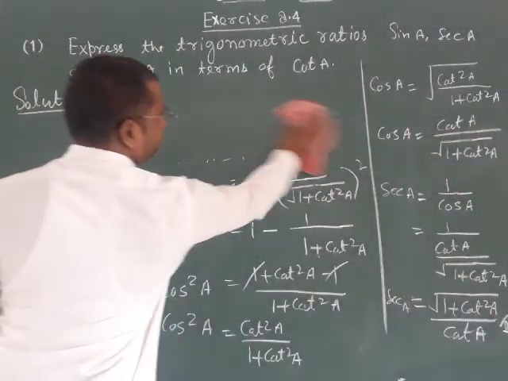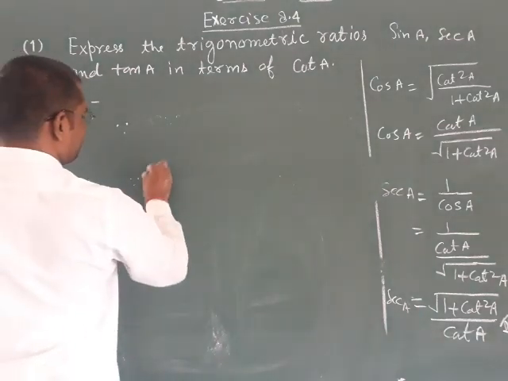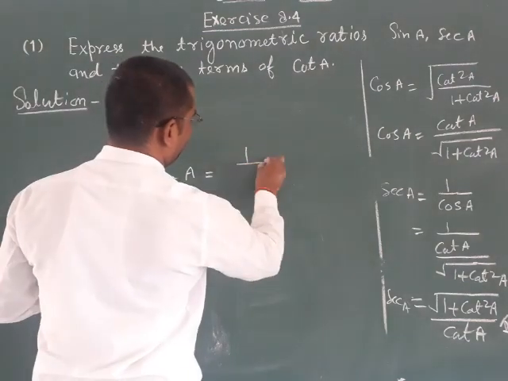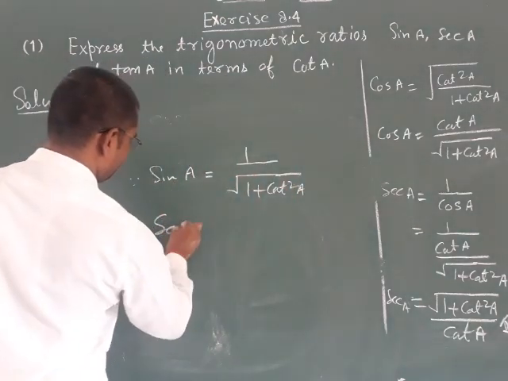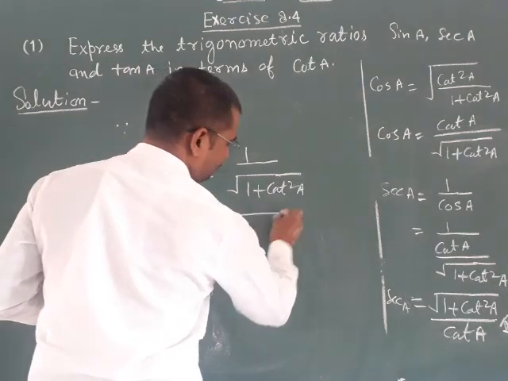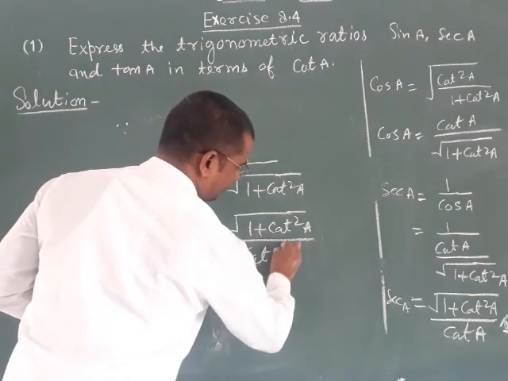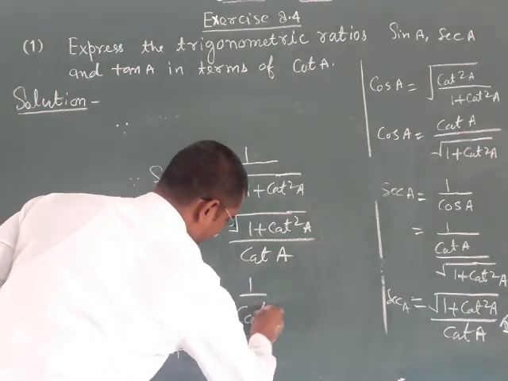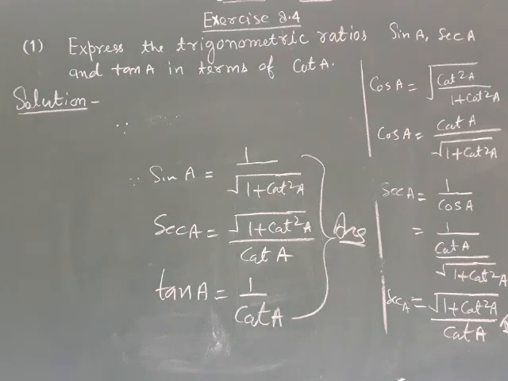And also, from this result, sin A is equal to 1 upon root 1 plus cot square A, sec A is equal to root 1 plus cot square A upon cot A, and tan A is equal to 1 upon cot A. This is the answer of the first question.